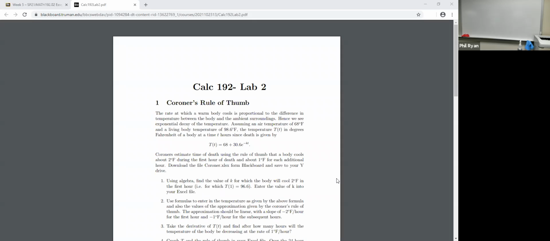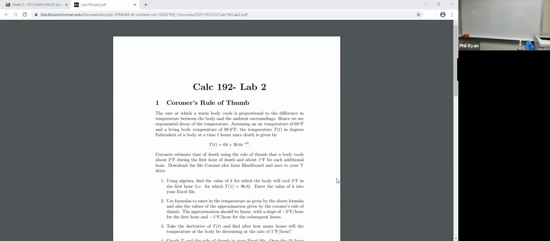Well, basically, it's a bit of an exponential situation, right? The hotter something is, the more it cools. You look at the difference between the hot thing and the ambient temperature, and the rate at which that goes down is proportional to the difference in the temperature. And it turns out that this formula gives us what the temperature of the body will be.